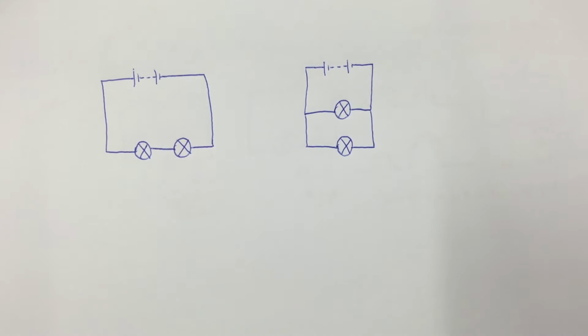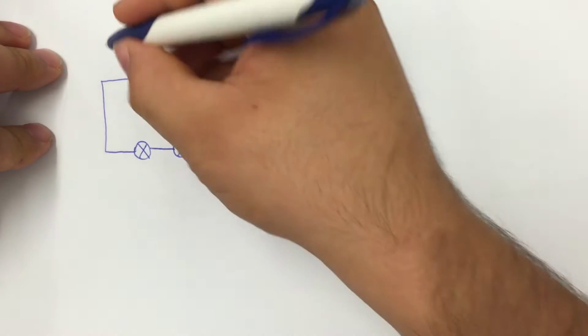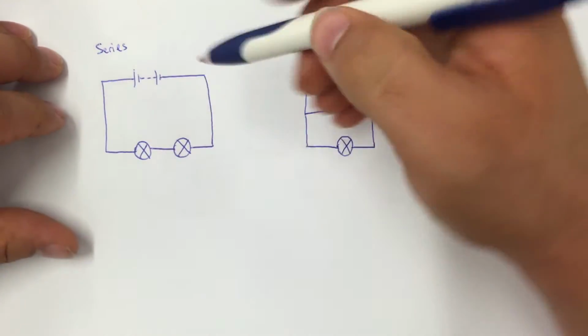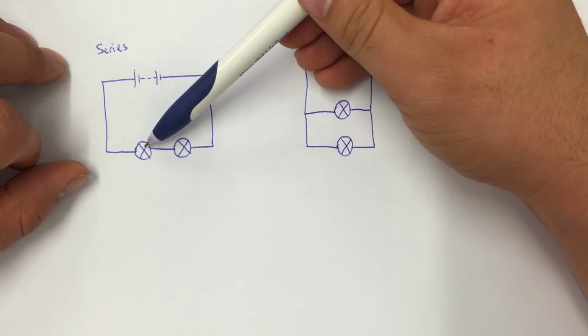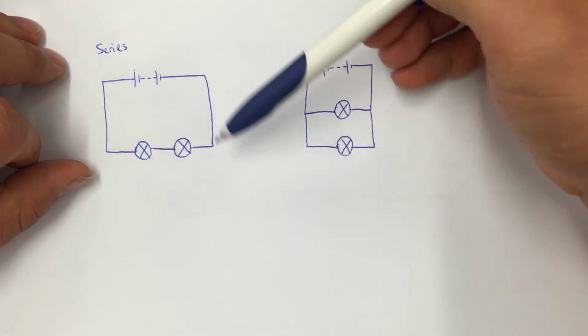When we analyse electrical circuits, there are two basic types that we need to think about. One is called series and the other is parallel. Now, the example that I have on the left here is a series circuit, and what we mean by that is that the components are connected one after the other within the same loop, effectively.